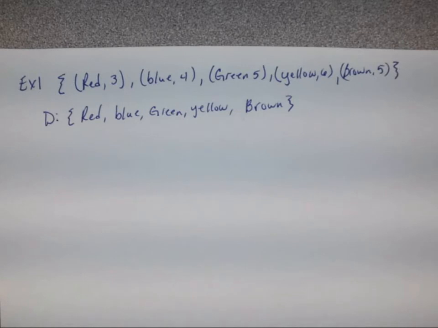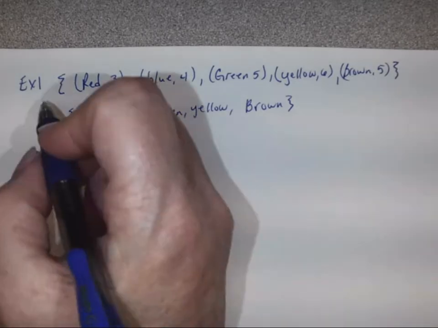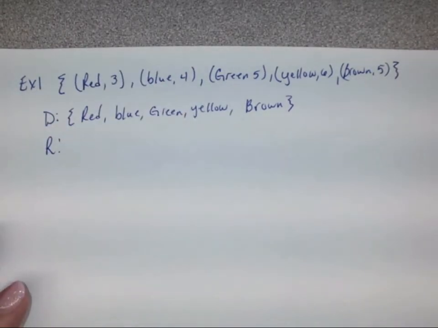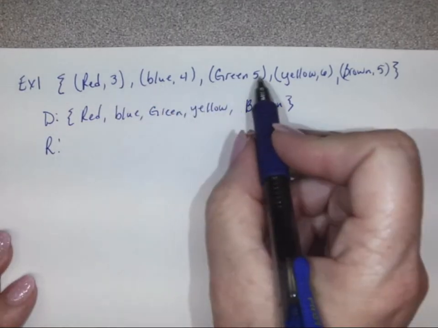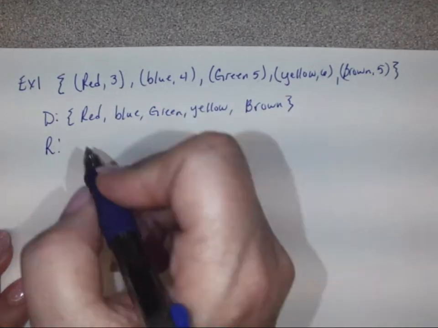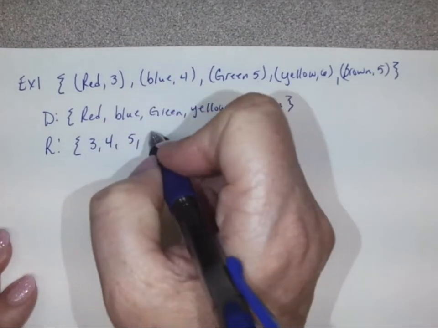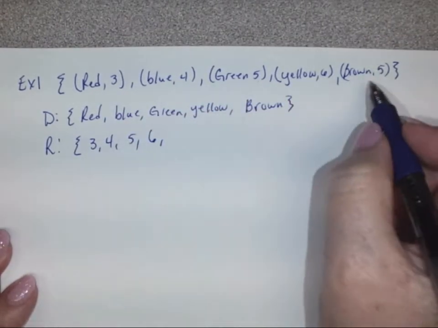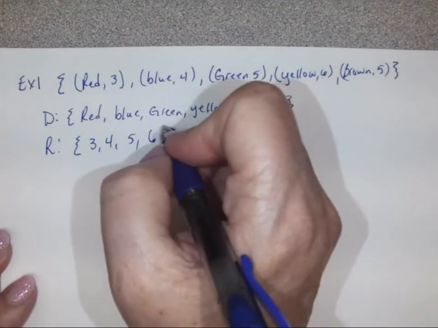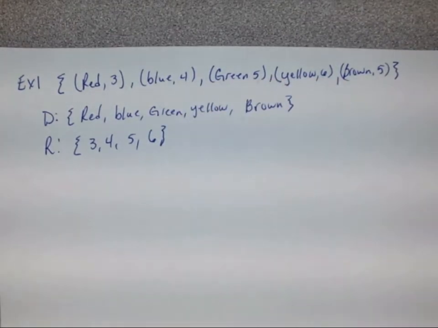The next part we want to do is the range. So for the range, I'm just going to write an R. It is going to be the second value, or what we know as the y values. So it'll be 3, 4, 5, 6, and then we see we have 5 again. We don't rewrite the 5. We're just going to do a curly bracket. You only write the number once.